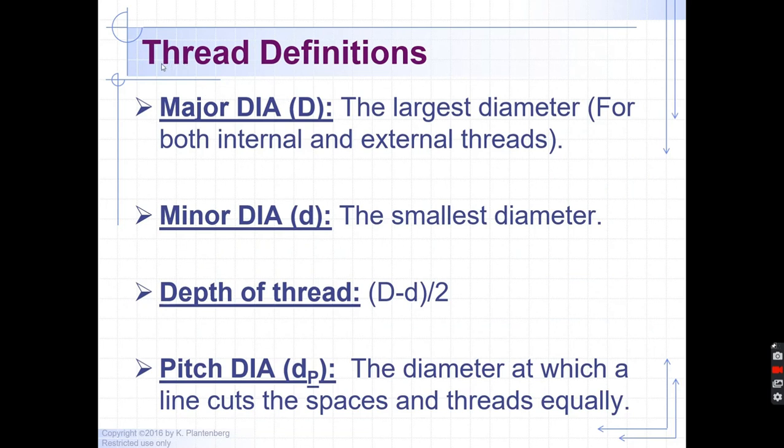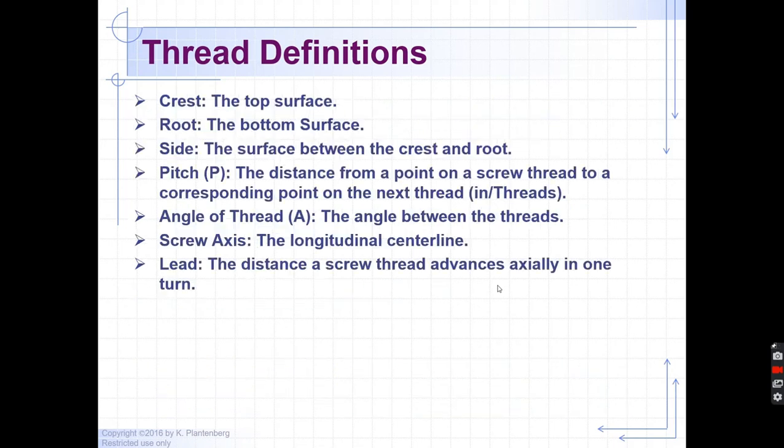Okay, the definitions. We have the major diameter, and that's the largest diameter. We have the minor diameter, which is the smallest diameter. We have the thread depth, which is the major diameter minus the minor diameter, divided by 2. And we have the pitch diameter, and that's the diameter at which a line cuts the spaces and threads equally. Okay, we have the crest, the root, the side, the pitch, the angle, the screw axis, and the lead.